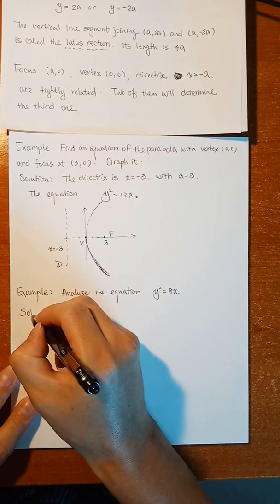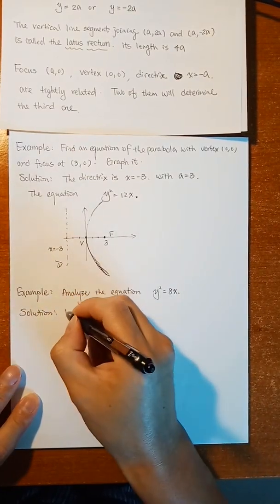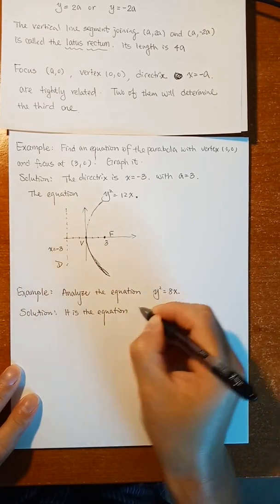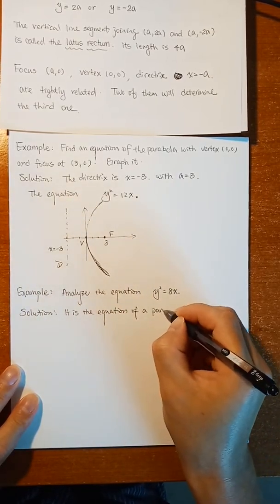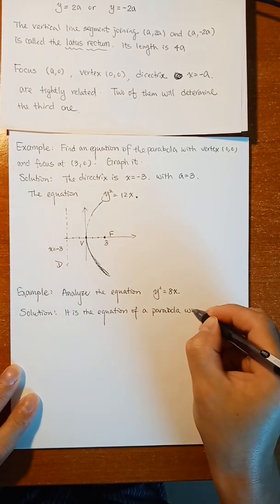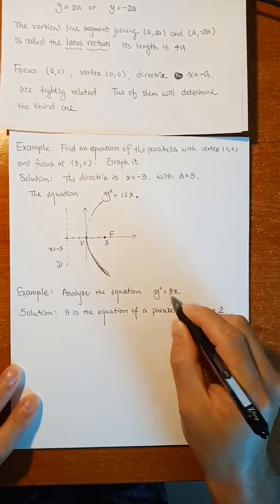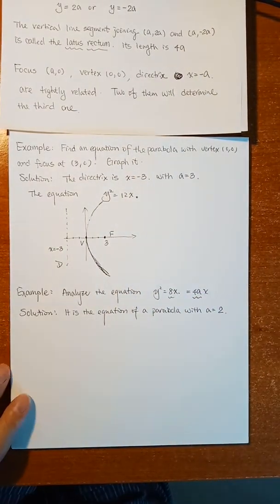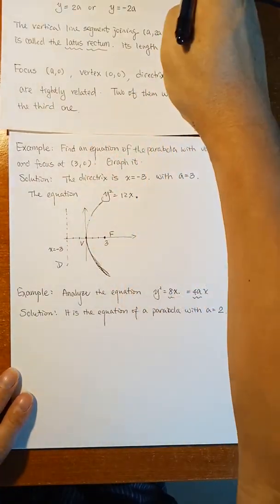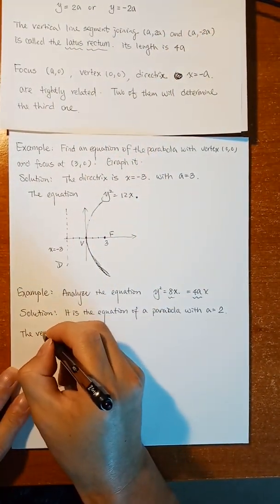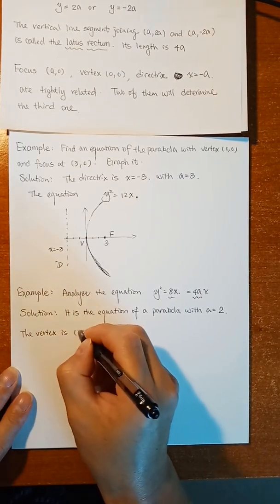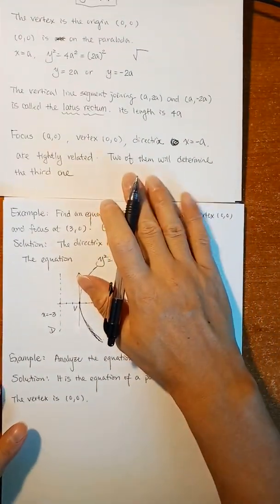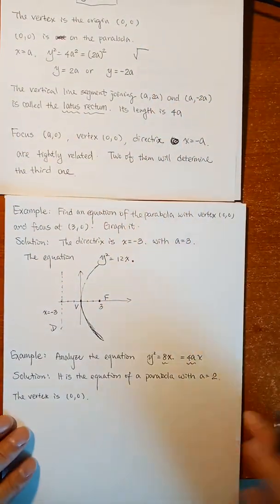So you're going to say it is the equation of a parabola with a equal to 2. That's a 4ax. So 4a is 8, a is 2. Then this is our setting here. The vertex is 0, 0. Our current knowledge just have vertex is 0, 0.